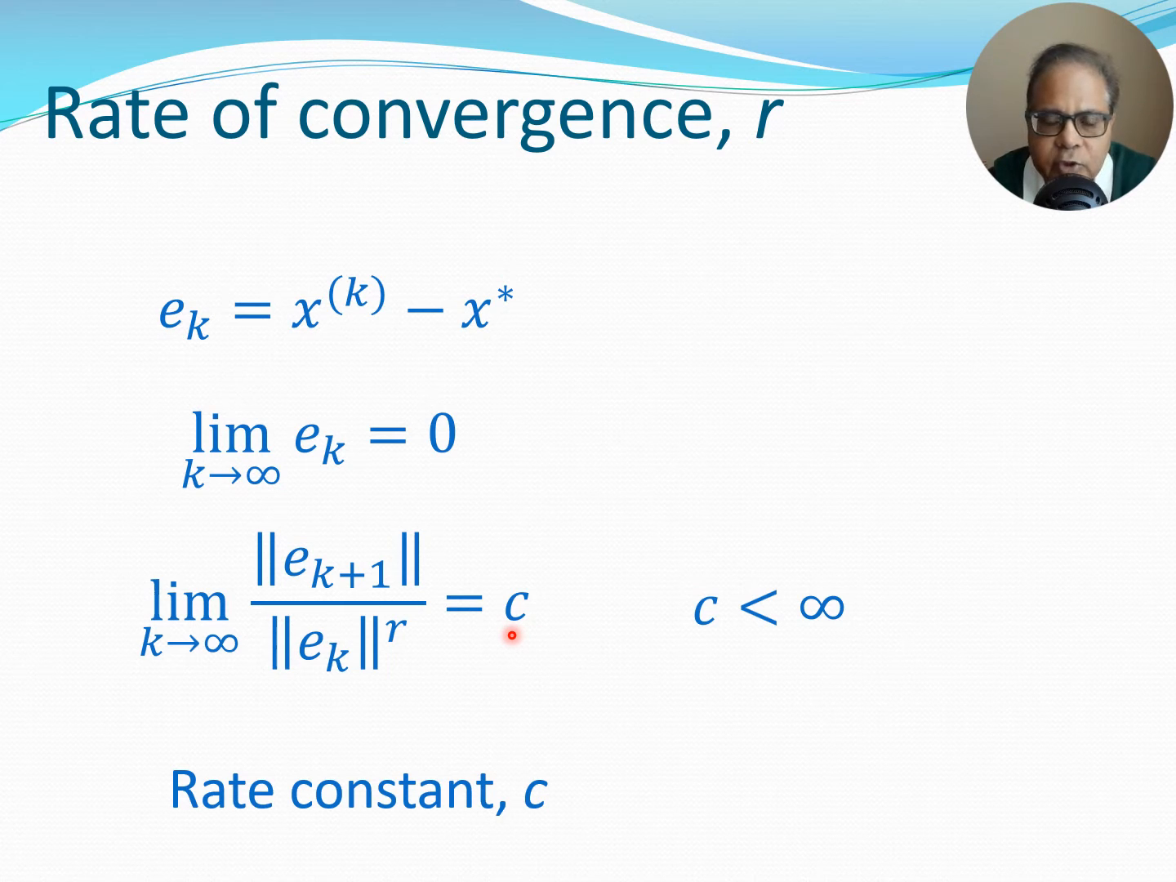So if we run a particular code, run the algorithm and get these numbers, then we can find the values of r and c which satisfy this equation, and based on that we can figure out the rate of convergence of the algorithm and the rate constant c. Of course c has to be less than infinity so that this makes sense from a practical perspective. Again, to recapitulate, r here is the rate of convergence and c here is the rate constant. These are two very important concepts in convergence of algorithms.